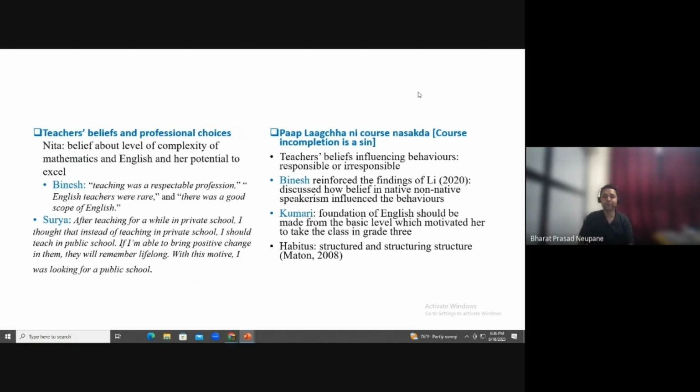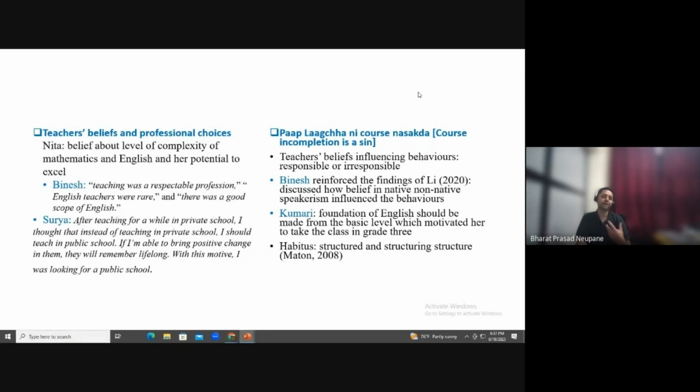I don't know whether he was correct, whether this deductive method is appropriate, but his story revealed that the environment where you work influences your pedagogical choices, or the belief that you develop influences the pedagogical choices. Not only that, belief also influences professional choices and also behaviors. When I talked about why Nita joined English language teaching, she shared.